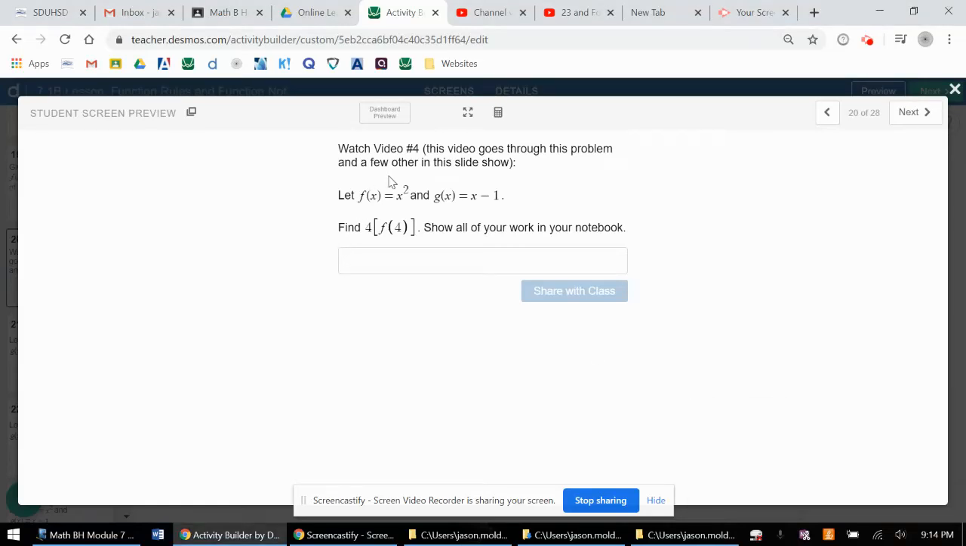This is the fourth video for the 7.1b lesson. We're going to use function notation some more. And now we have two different functions. We have f of x equals x squared and g of x equals x minus 1. And now we start to see why maybe using function notation is helpful.